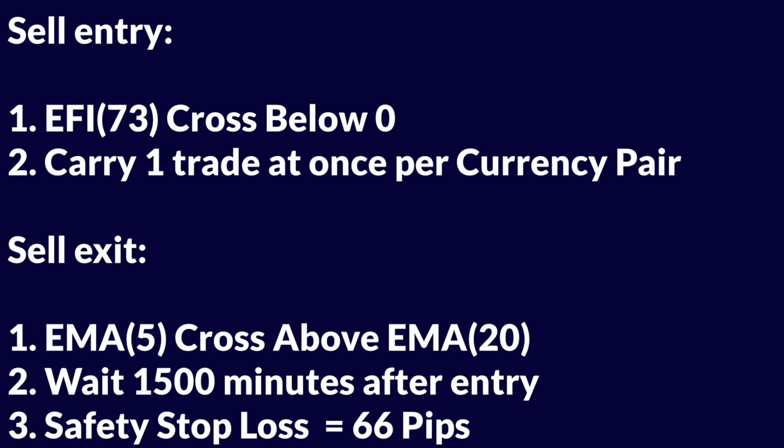And so if the EFI fluctuates over and over again, it crosses above and below 0, you don't take the trades if a trade is already in place. So the exit parameters are when the 5-period EMA crosses above the 20-period EMA if the 1500 minutes passed or the stop loss gets triggered. These are the rules. And here is the trade, of course. You can see that it is a pretty nice trade.